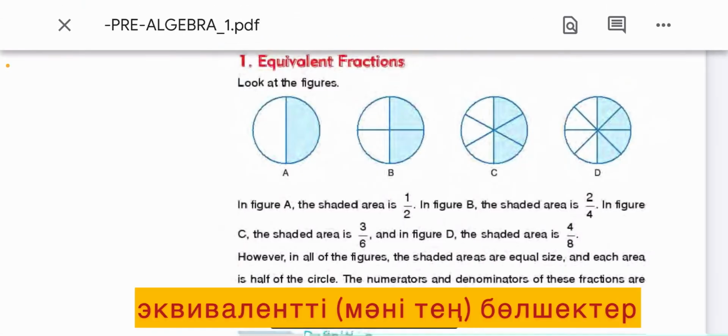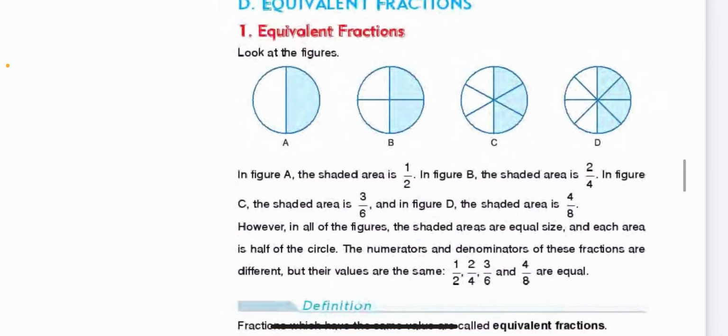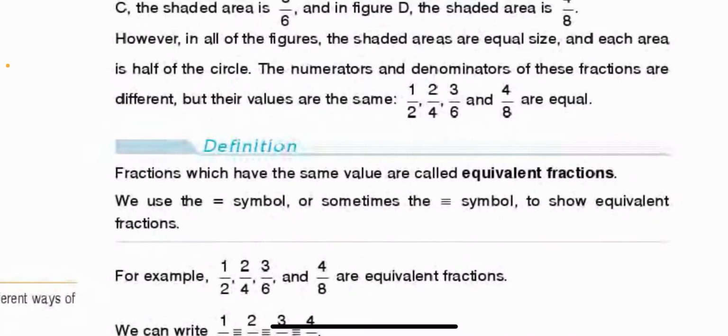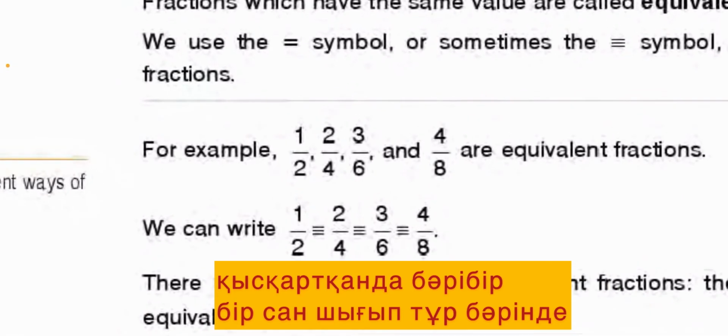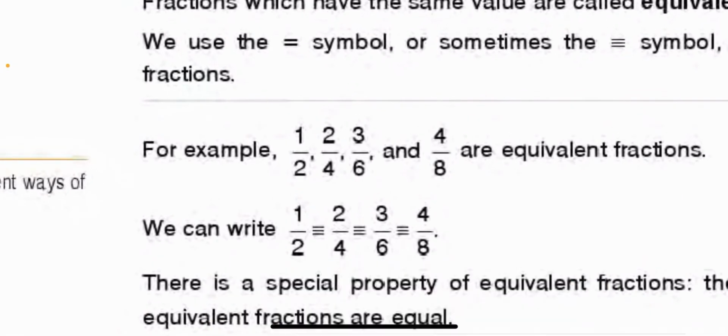What are equivalent fractions? You can see in the figures that these two pictures, A and B, are equivalent, and C and D are equivalent. Fractions which have the same value are called equivalent fractions. For example, 1/2 equals 2/4. Because when we simplify 2/4 and divide both parts by 2, we get 1/2. Same with 3/6, 4/8. These are all equivalent fractions.